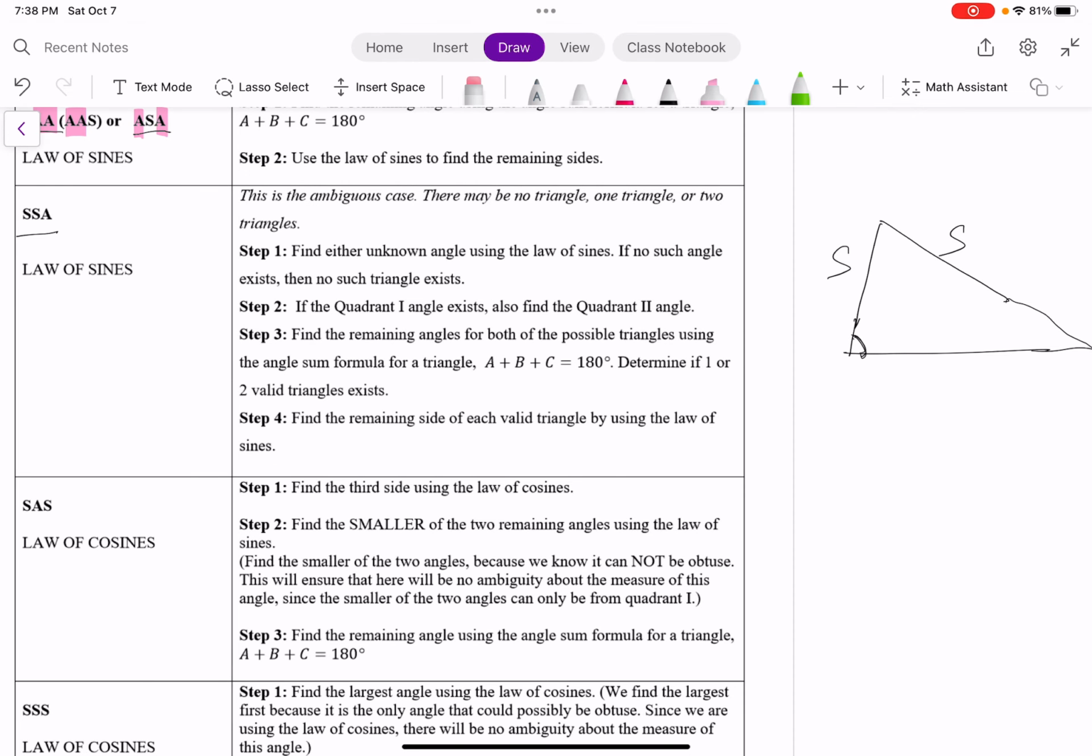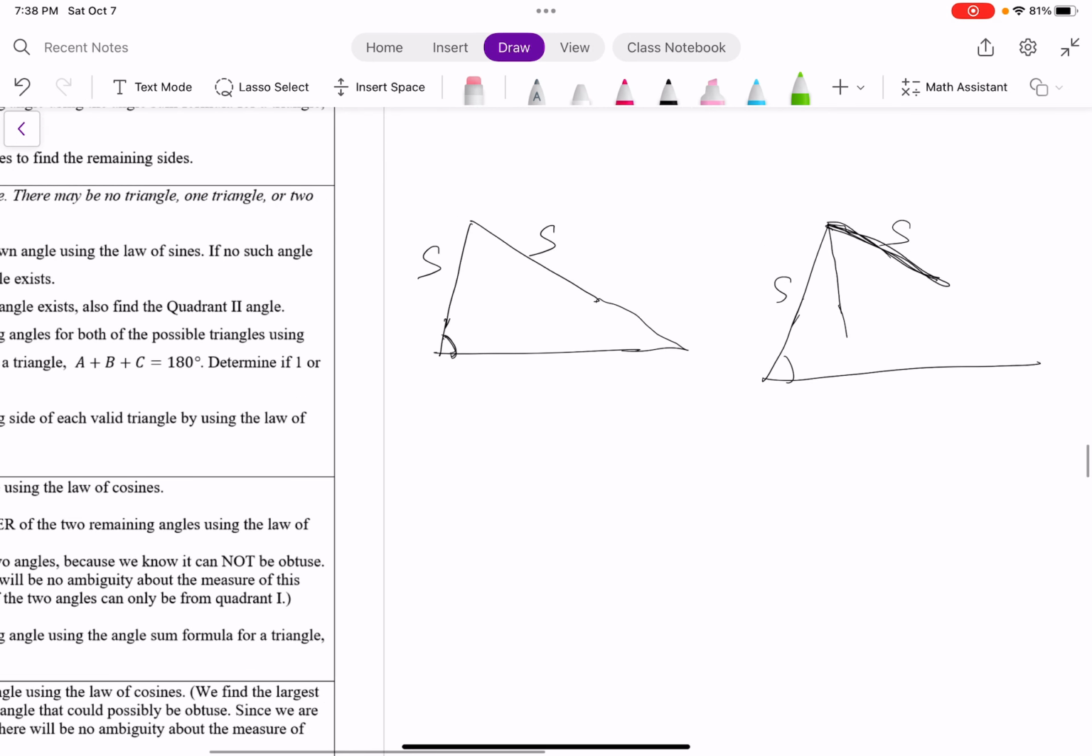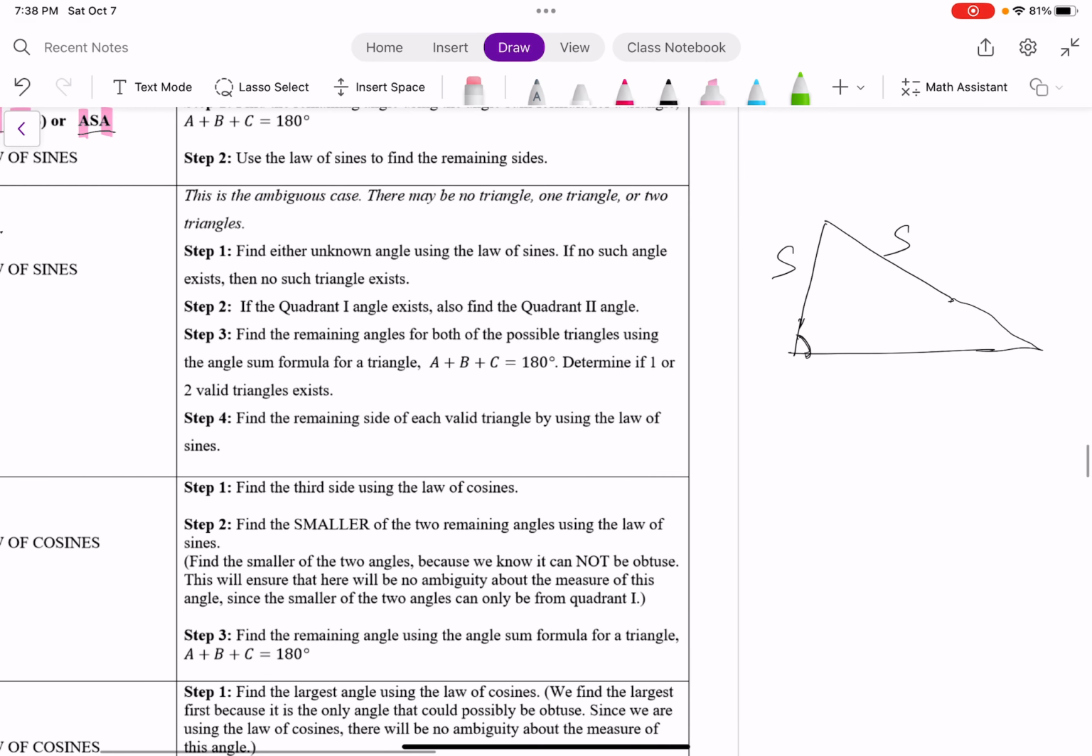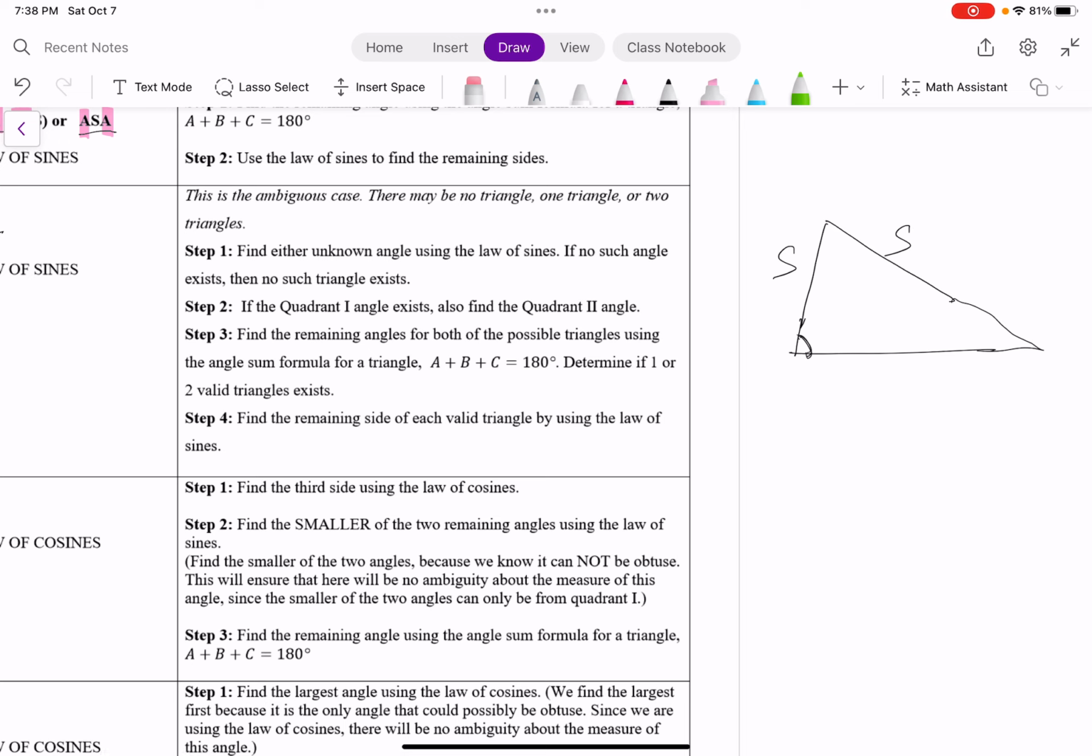So step 1, find either unknown angle using the law of sine. If no such angle exists, then no such triangle exists. That's the case here. So when we have no triangle, when we are solving the equation, for example, I have sine A greater than 1. So it's impossible because sine A cannot be greater than 1. Sine A is between -1 and +1.